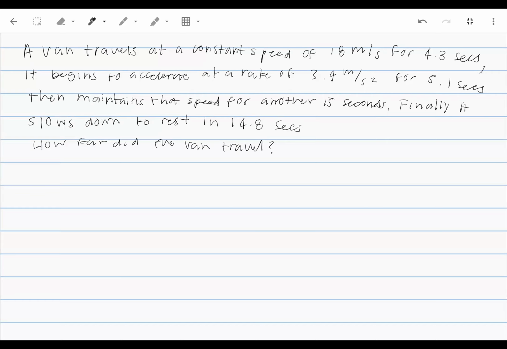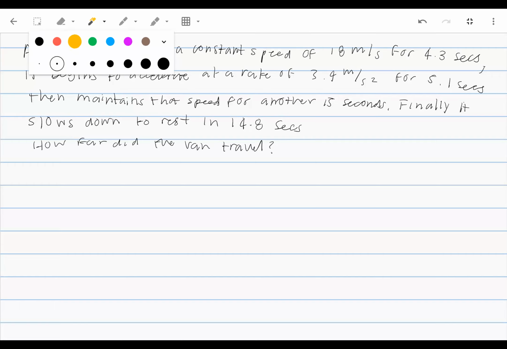So here it wants the total distance of this whole trip. If you want to imagine a car driving, speeding up, slowing down, how far did the car go from point A to point B? That's where you will need to break it up. I'll try using different colors.